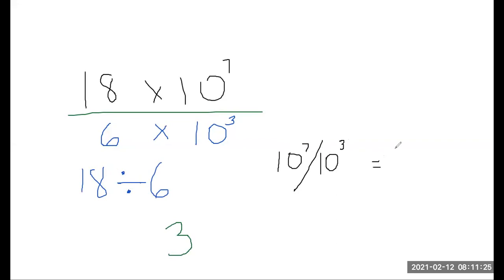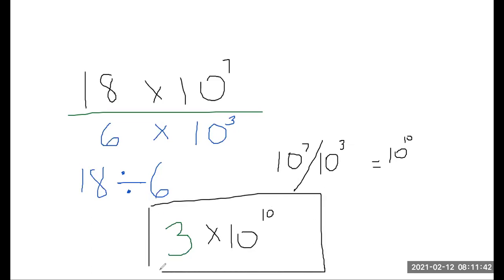When we're dividing, we subtract the powers or the index, especially when the base is the same, or only when the bases are the same. So this is 10 to the 4. So then I write back 10 to the fourth power. And that's how I divide scientific notations. The first one was multiplying scientific notations.